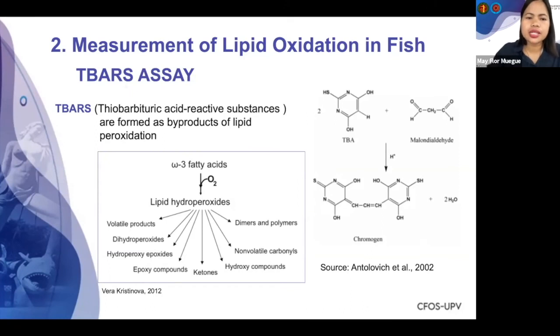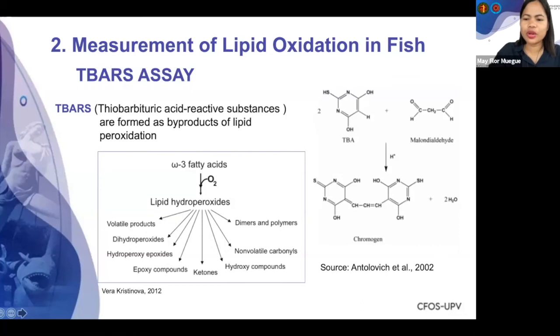So, TBARS, again, is an acronym for thiobarbituric acid reactive substances assay. Ito yung assay. They are formed as byproducts of lipid peroxidation. So, ito yung mga byproducts, no, of lipid peroxidation. Kaya siya tinatawag na thiobarbituric acid is because you are using thiobarbituric acid as a reagent in this assay.